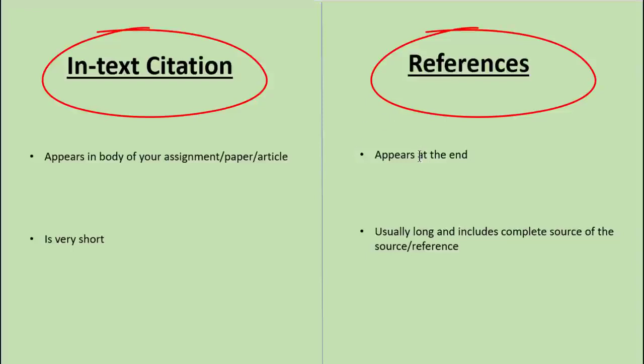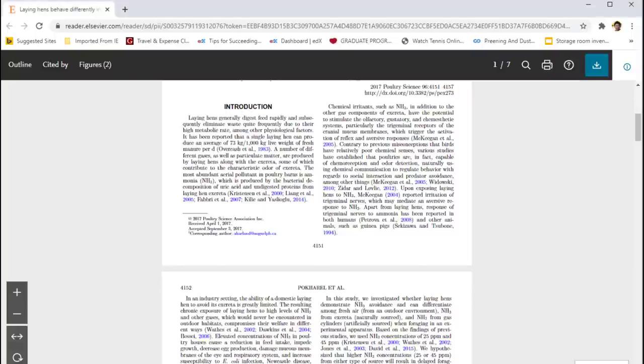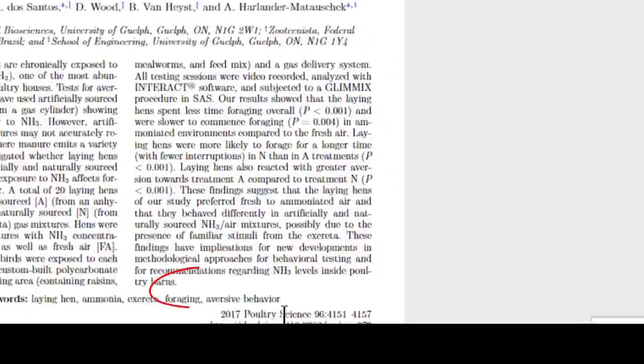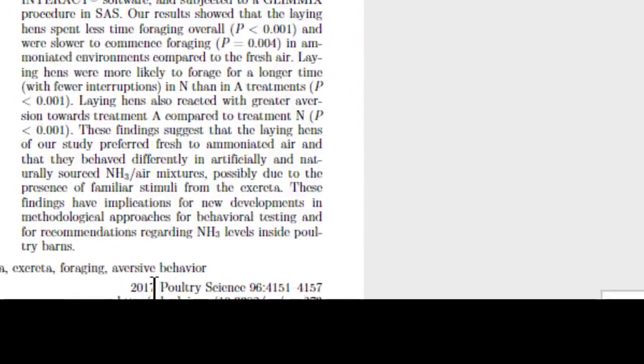So reference is basically a list which appears right at the end of your essay or assignment or paper. And in-text citation is very short, whereas reference is usually long and includes the complete source of reference. So for example, if this is an article which is written by these authors, the article is about chicken and the journal is Poultry Science and it was published in 2017.